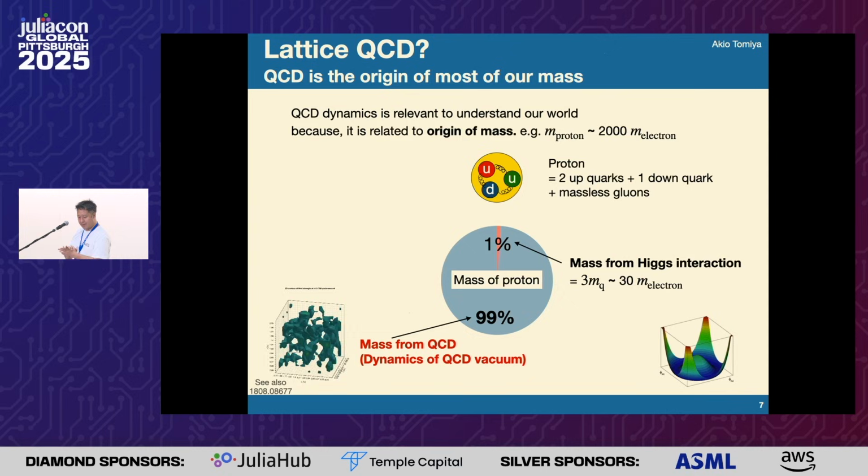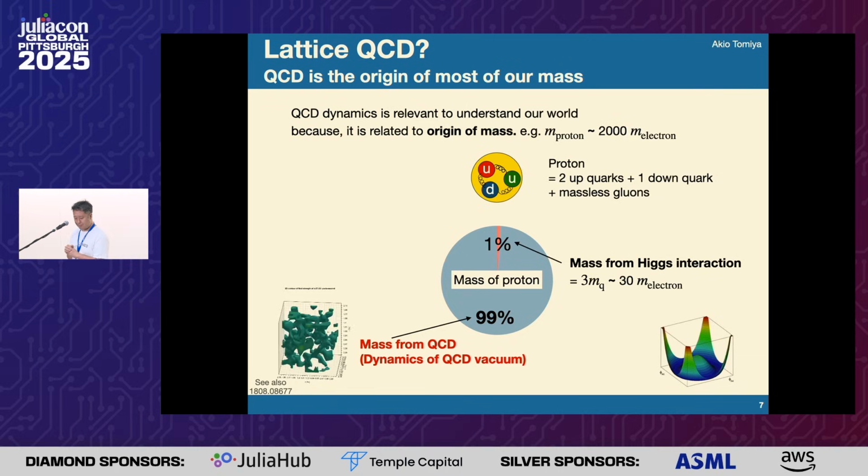And why is QCD important? QCD is very relevant to describe our world because it is related to the origin of mass. Our body is made from atoms, right? And most of the mass of them comes from the proton mass or neutron mass. The proton mass is 2,000 times larger than the electron mass. And the proton is made of 2 up quarks and 1 down quark and massless gluons.